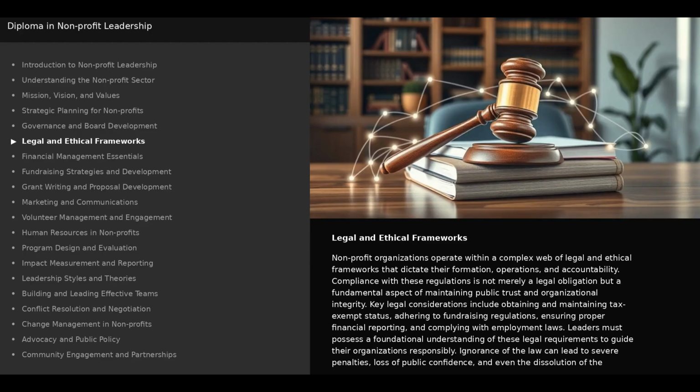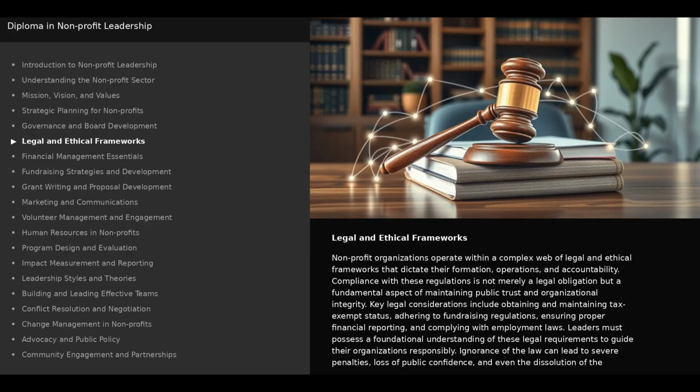Legal and ethical frameworks. Nonprofit organizations operate within a complex web of legal and ethical frameworks that dictate their formation, operations, and accountability. Compliance with these regulations is not merely a legal obligation, but a fundamental aspect of maintaining public trust and organizational integrity. Key legal considerations include obtaining and maintaining tax-exempt status, adhering to fundraising regulations, ensuring proper financial reporting, and complying with employment laws.